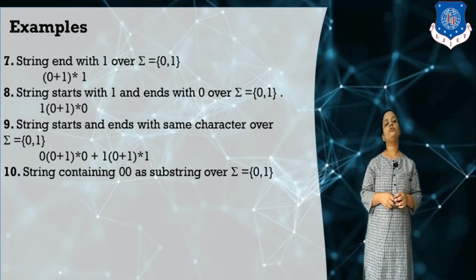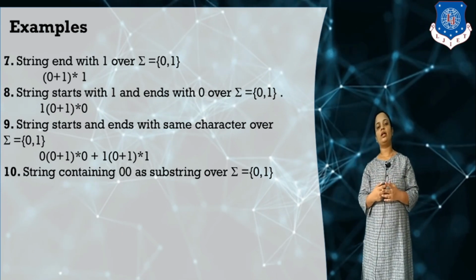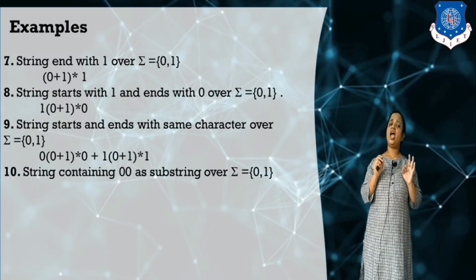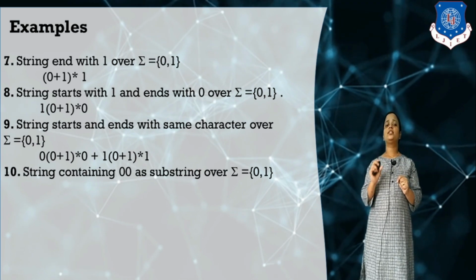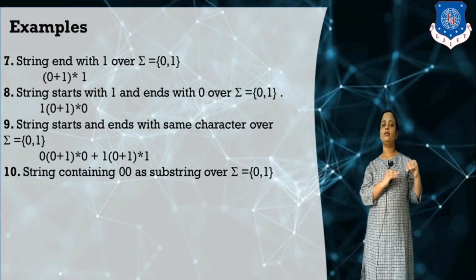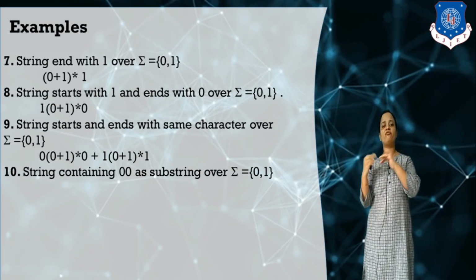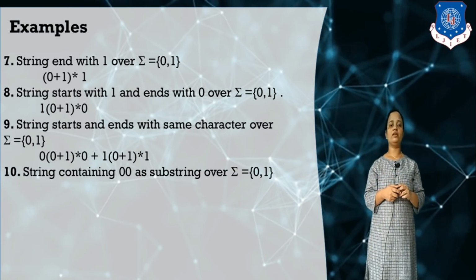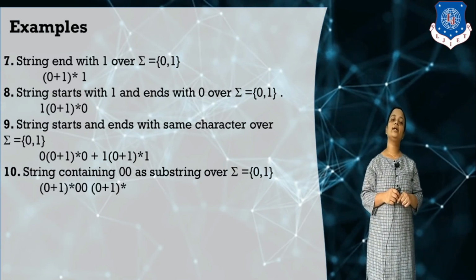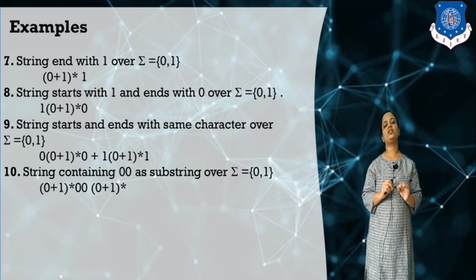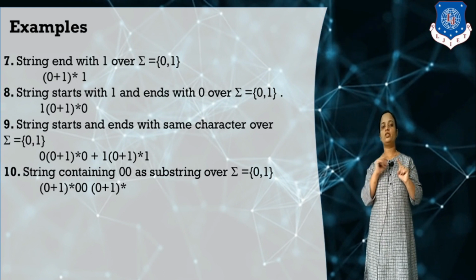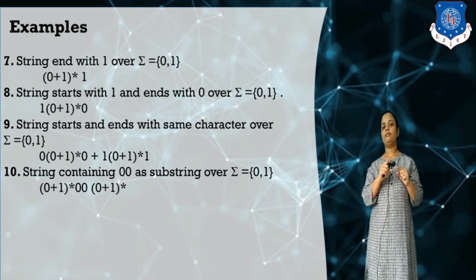Now we have to write down the regular expression. How can we write it? Whenever the word substring is given, we write down the substring 0 0, and before it any combination of 0s and 1s is allowed, and after it any combination of 0s and 1s is allowed, like this. Suppose I want to generate only the string 0 0. Then in place of this star, I put nothing, so these two terms are repeated 0 times and the middle is 0 0.